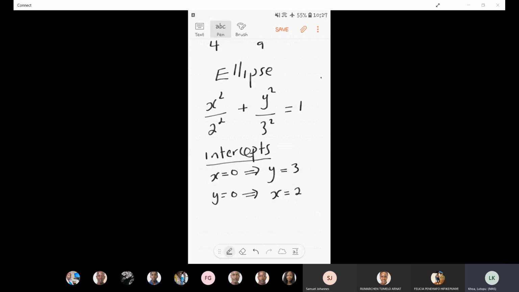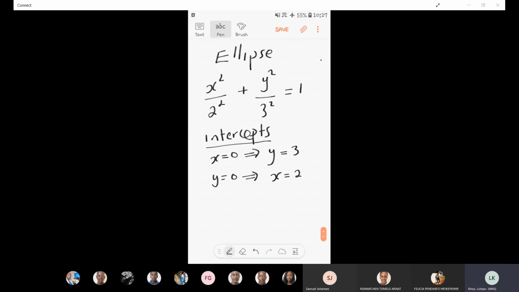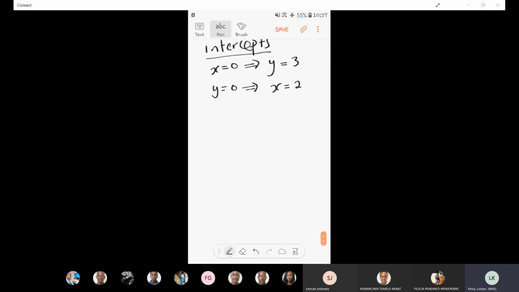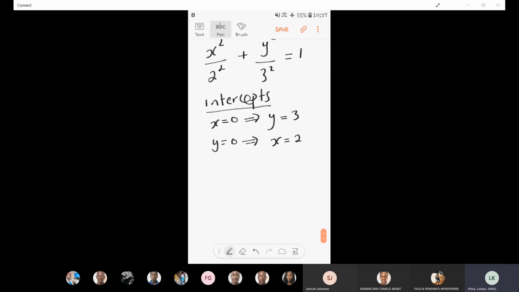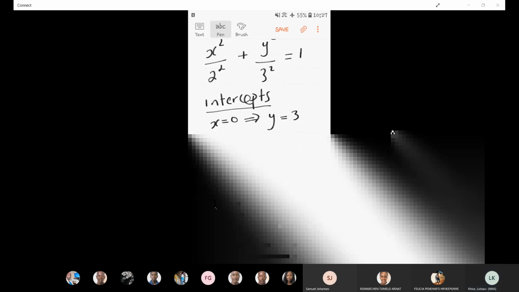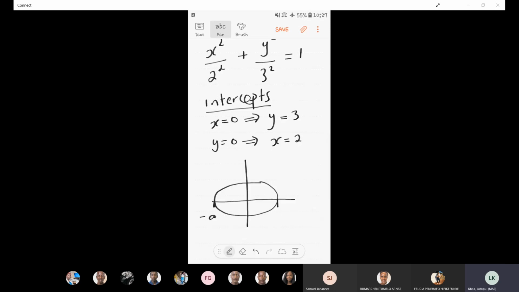Okay, so then I will go and sketch it. So normally my ellipse will look like this. This is what an ellipse would look like. This value here is minus a. This one is a. This is b. And that is minus b. That is how I would draw the ellipse.